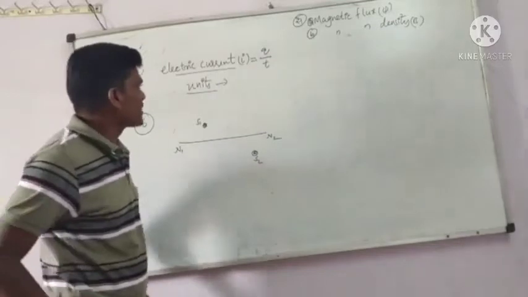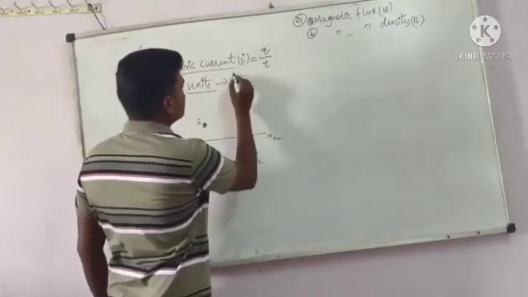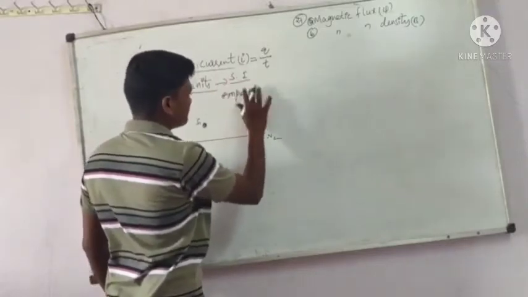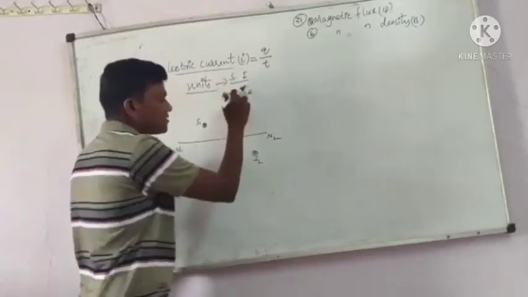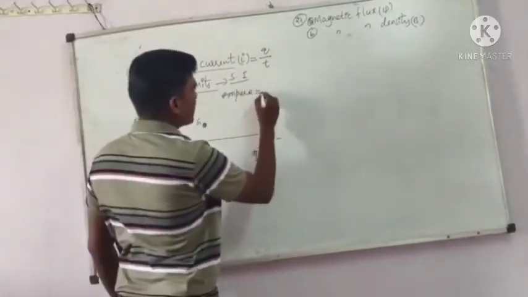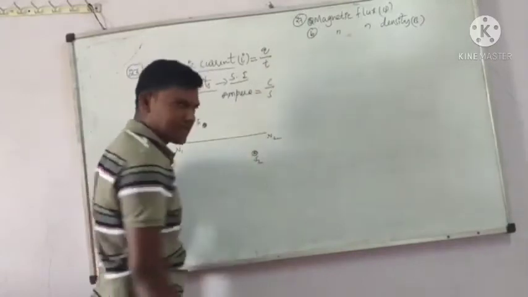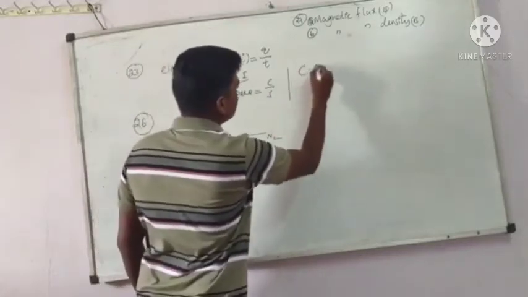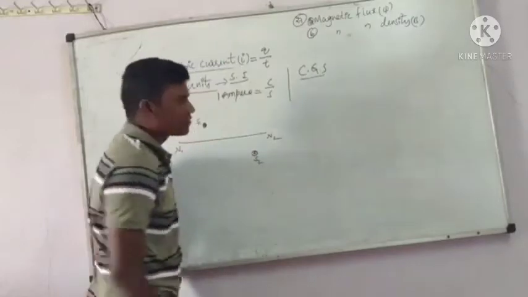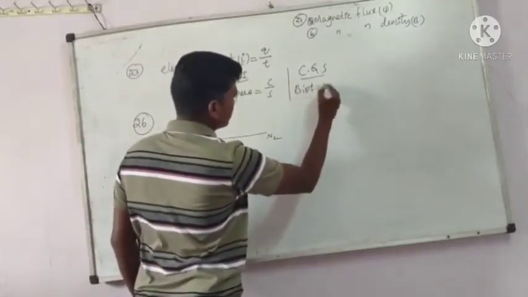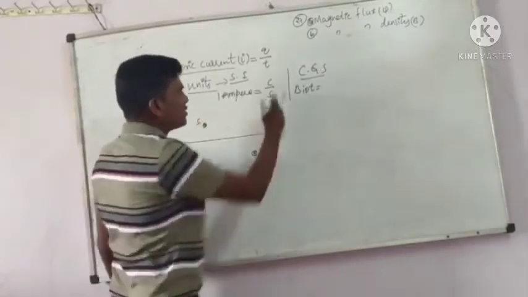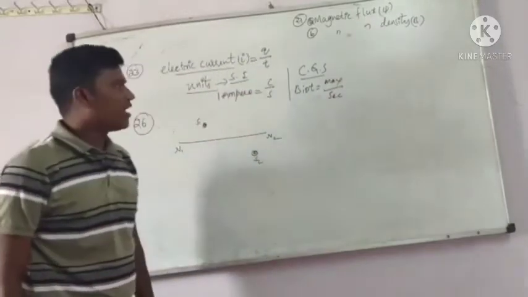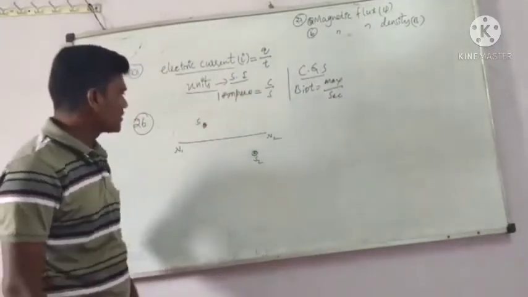What are the units of electric current in both SI and CGS? In the SI system, it is ampere. So the SI unit of current is ampere. We can write it as coulomb per second. So 1 ampere is equal to coulomb per second. And the CGS unit is biot. It is the name of the scientist. So Maxwell per second. So these are the SI and the CGS units of electric current.